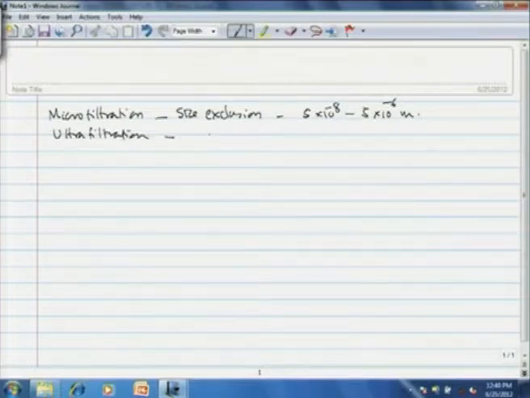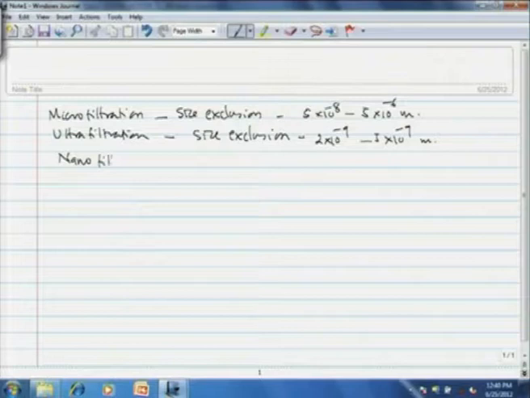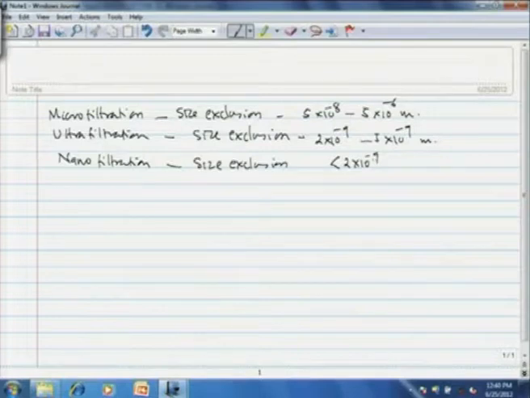This works again on size exclusion, and here the pore size is even lesser, 2 into 10 to power minus 9 to 5 into 10 to power minus 9 meters. Then the nanofiltration, this also works on size exclusion, that is the pore size is lesser than 2 into 10 to power minus 9 meters.